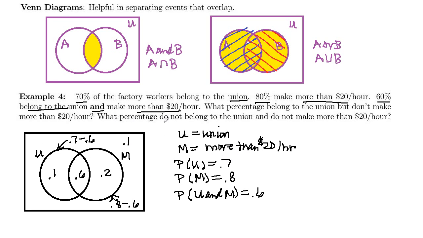So we want to know what percentage do not belong to the union and do not make more than 20. So they're not in the circle for U, but they're also not in the circle for M. So they're outside of both of these circles. So they're the outside out here. Oh, that's the 10%. So the probability of U prime, not U, and M prime, not more than $20 an hour, that's 0.10. So that'd be pretty hard to sort out without your Venn diagram.